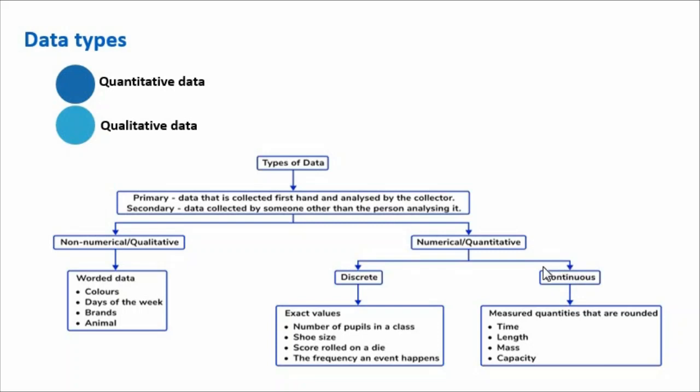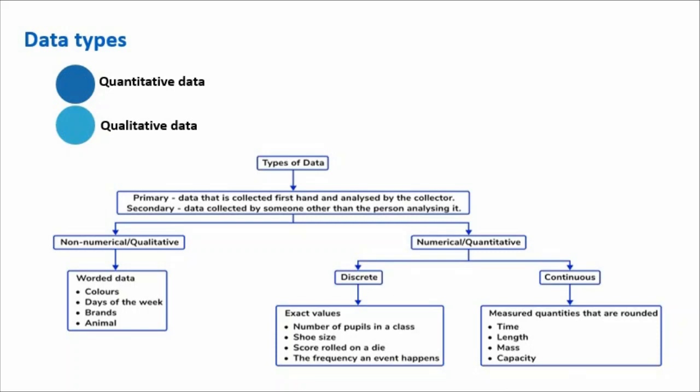If we take the continuous type of quantitative data, these are measured quantities that are rounded. It means they can have decimals. For instance, time or length, mass, capacity. Here we can have numbers like 2.6, 7.8, and so on.